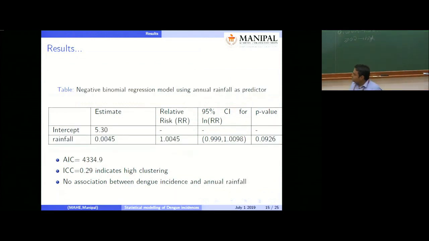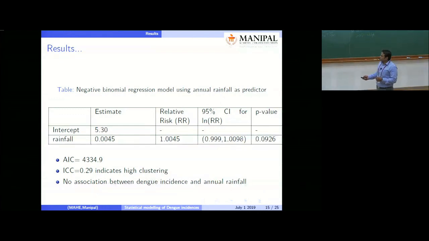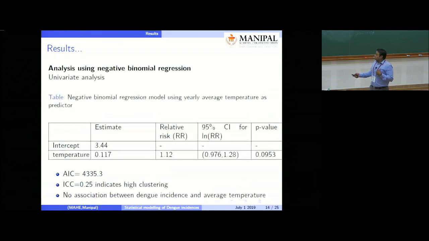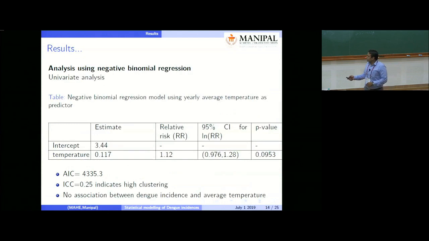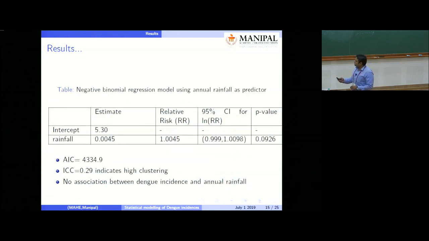And next, you can see here the univariate analysis for rainfall as a predictor. Here also it is showing that there is no association between the rainfall and the dengue incidences. But it is interesting to note that both the relative risk values are more than 1. However, they are not significant.